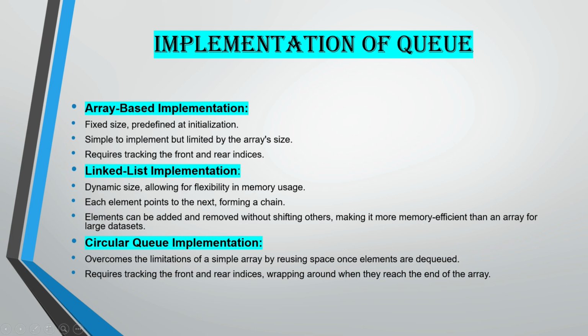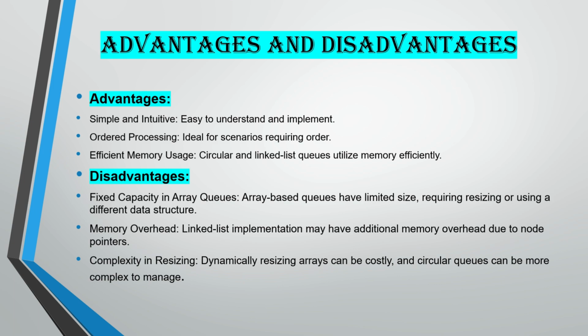Finally, we have the circular queue implementation. This approach overcomes the limitations of a simple array by reusing space as elements are dequeued. It also requires tracking the front and rear indices, but wraps around to the start when reaching the end of the array. Each implementation has its own advantages and is suited for different scenarios based on memory needs and the complexity of operations. Let's take a look at the advantages and disadvantages of queue implementations.